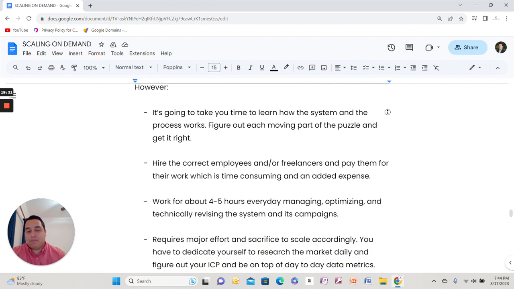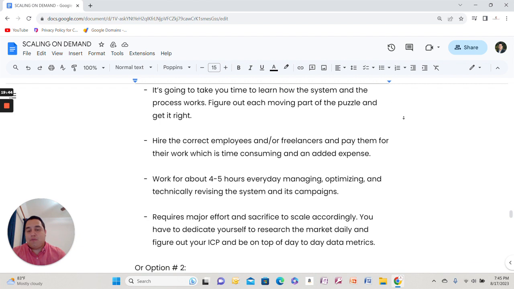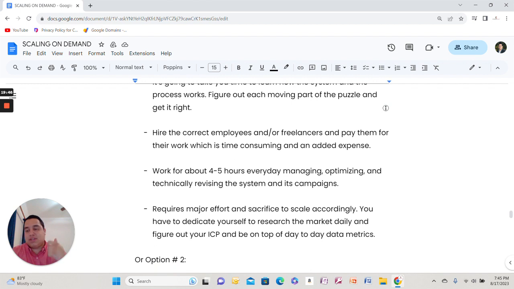You're going to have to hire employees or freelancers and pay them for their work, which is an added expense and time consuming because now you're micromanaging them. You're saying, okay, this one didn't work, now this one works. You have to test, and test. Work every day for about 4 to 5 hours, managing, optimizing, technically revising, making sure the tech setup is done correctly, the system and its campaigns as well.